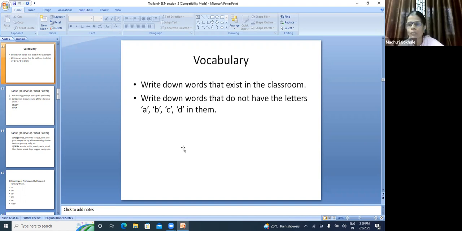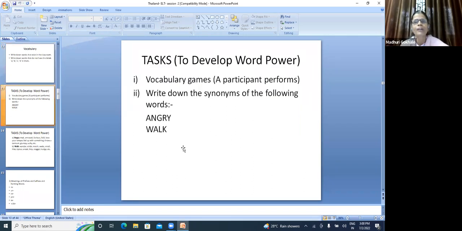I think somebody talked about using game as a stimulus. Now, this is like a game. It's not very easy to write a word which does not have A, B, C, D, right? So if we had time, we would have played it, but you can try in your own classrooms. So vocabulary games can be conducted.